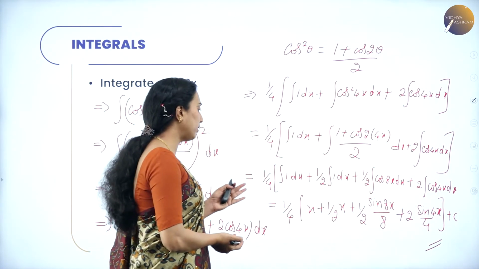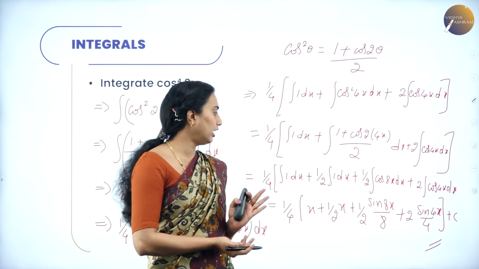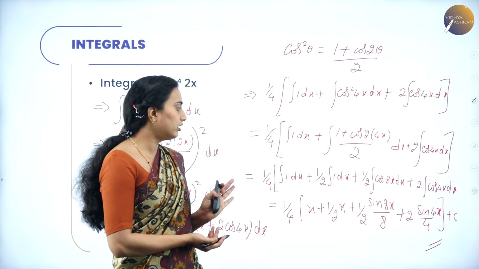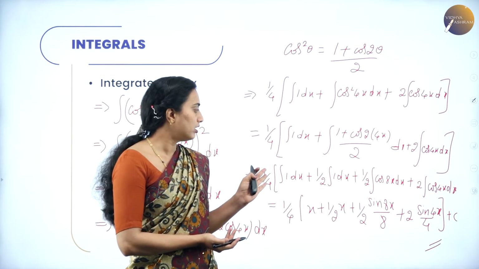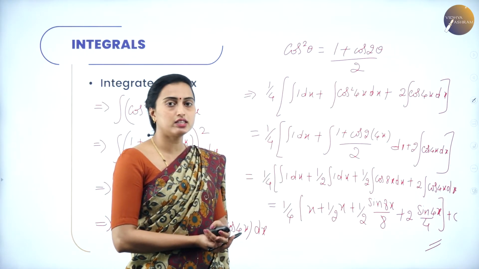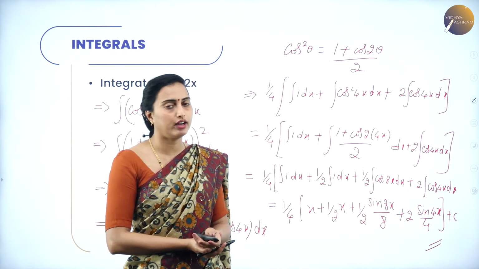You can multiply 1 by 4. It will become x by 4, that is x by 8. Again 8 2s are 16, 16 4s are 64. Again you are having sin, again here the 2 2s will get cancelled. Therefore 4 2s are 8, sin 4x divided by 8 plus c, your final answer.